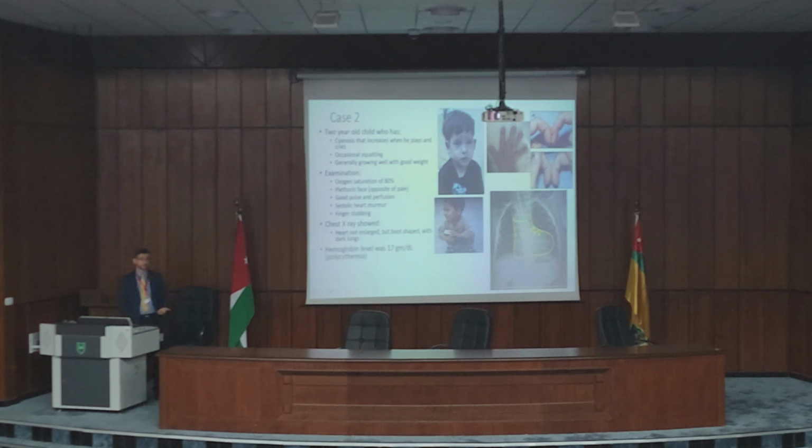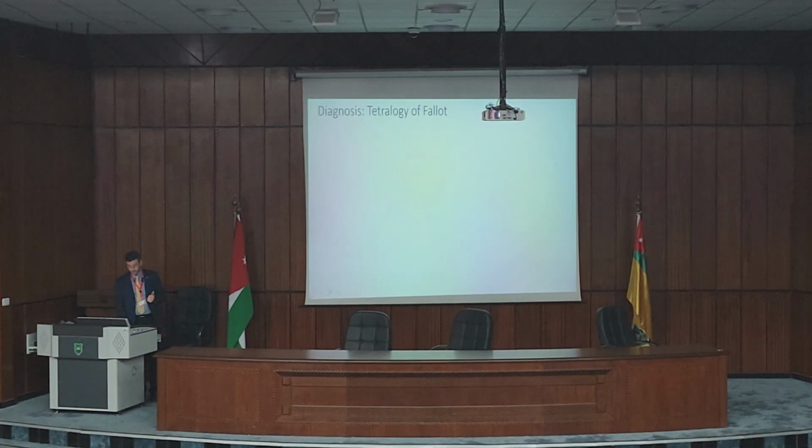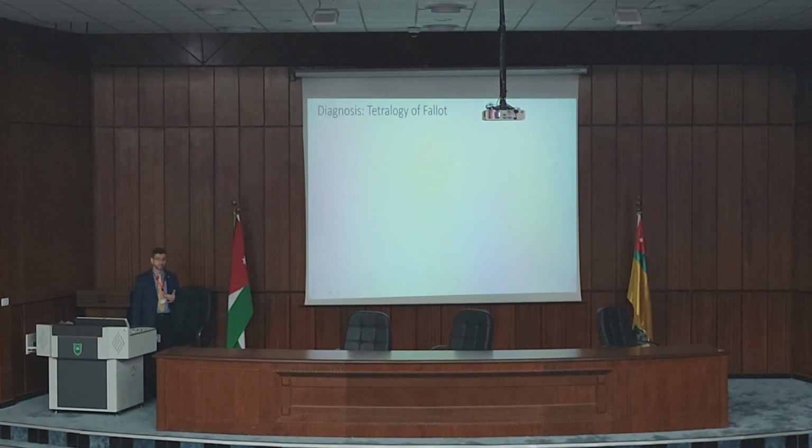His hemoglobin was 17. So his hemoglobin is higher than normal for a 2-year-old. So the diagnosis in this patient, so it can be a number of things, but the most likely diagnosis with this scenario is Tetralogy of Fallot. Okay. So what's the problem with Tetralogy of Fallot?